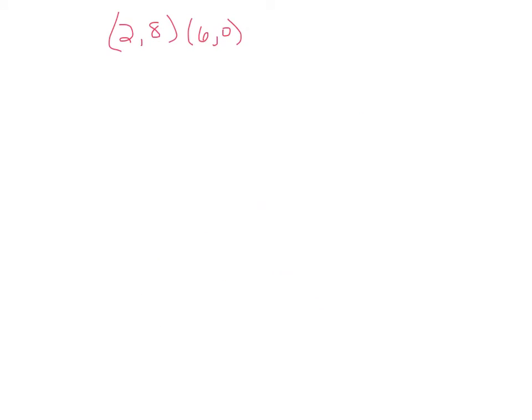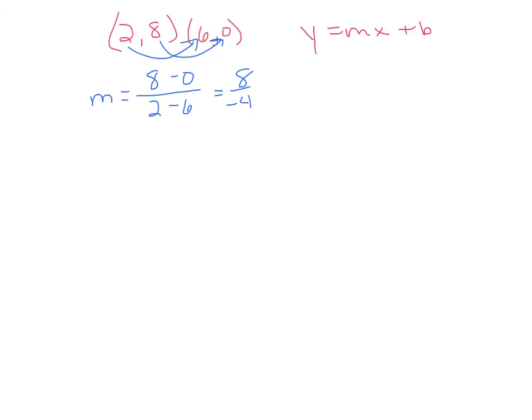Okay, last problem. 2, 8 and 6, 0, we need y equals mx plus b. We have neither m nor b. Let's go ahead and start by finding the slope. I'm going to go in this direction. 8 minus 0 over 2 minus 6 is equal to m. So we have 8 over -4. Our slope is -2. Now let's go ahead and put that in. Y is equal to -2 times x plus b. Great.